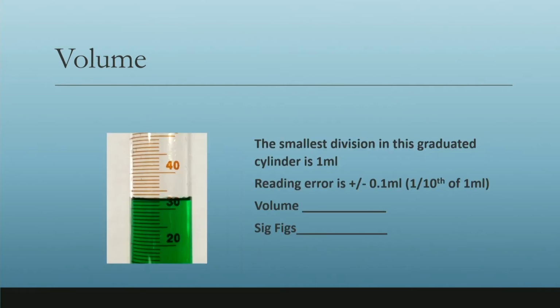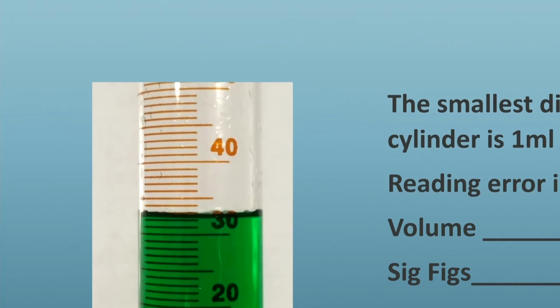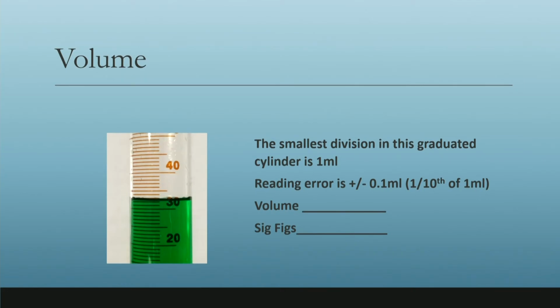Here I have a graduated cylinder. So the smallest division on this is a milliliter. And if I zoom in, I know that this is going to be 30, 31, 32. The meniscus, which is going to be the bottom, it's slightly under 33. So my volume, I would estimate, is 32.9 milliliters. It was just under 33. And the number of sig figs is 3 sig figs.